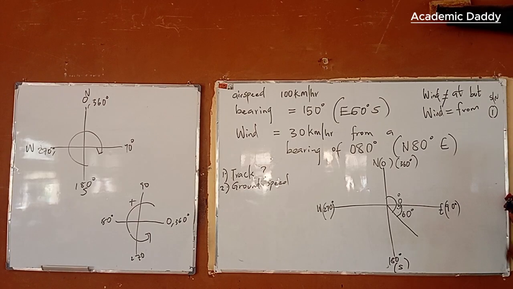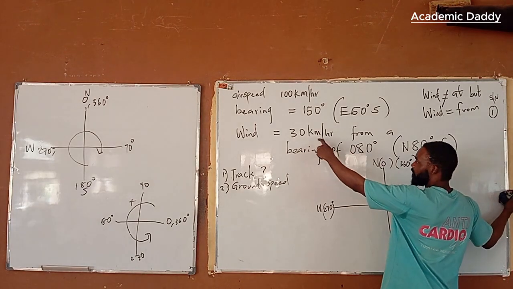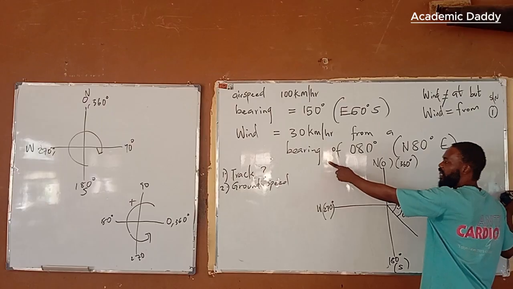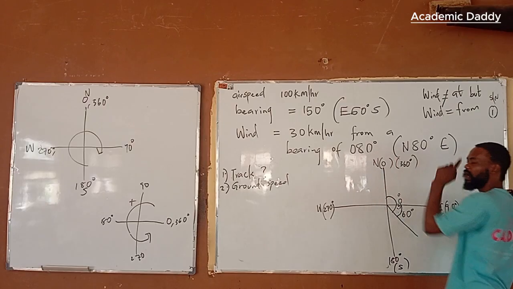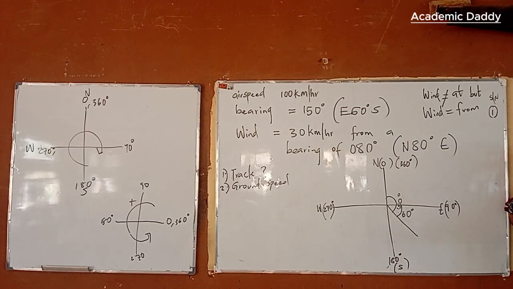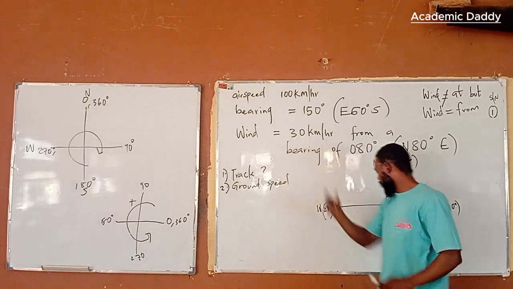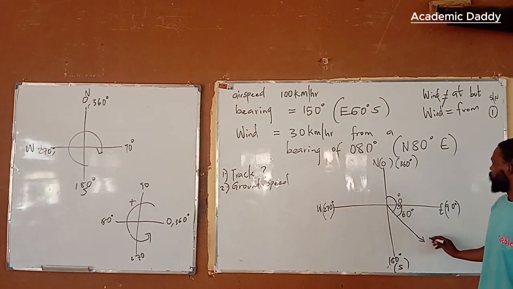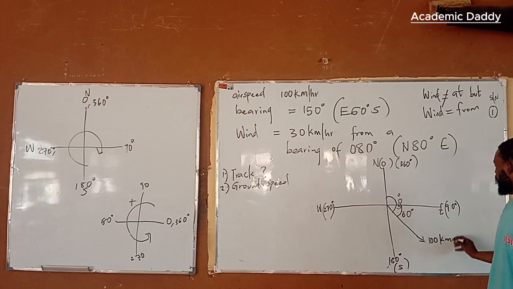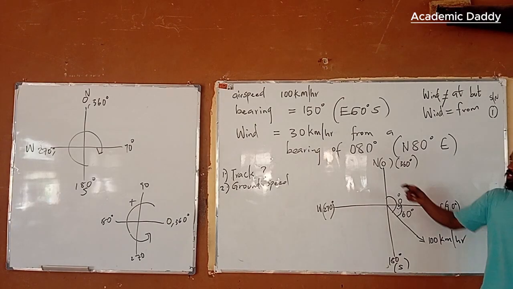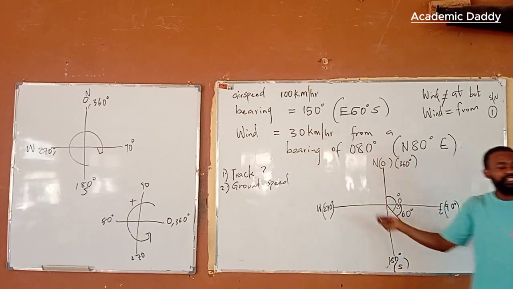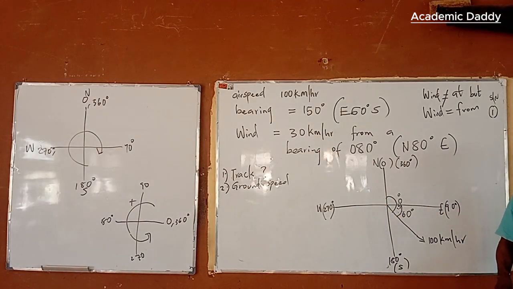If I know that, please notice something. They now tell me that there is a wind of 30 kilometers per hour from a bearing of 080 degrees. That wind is coming from a bearing. This wind has 30 kilometers per hour. This one is 100 kilometers per hour. This wind is 30 kilometers per hour, but it is coming from a bearing. If it is coming from a bearing, where is it going to? Where it is going to is this direction.